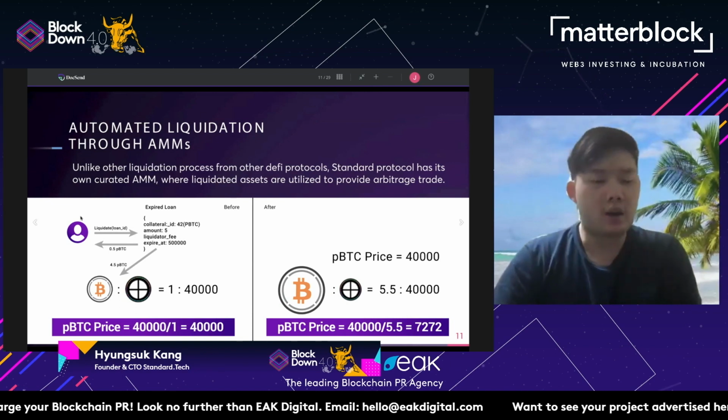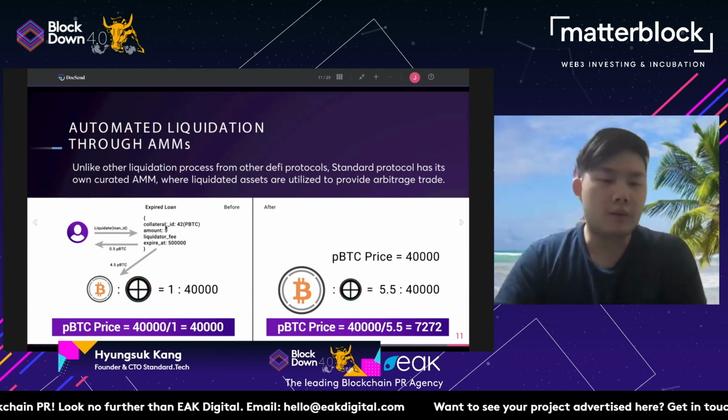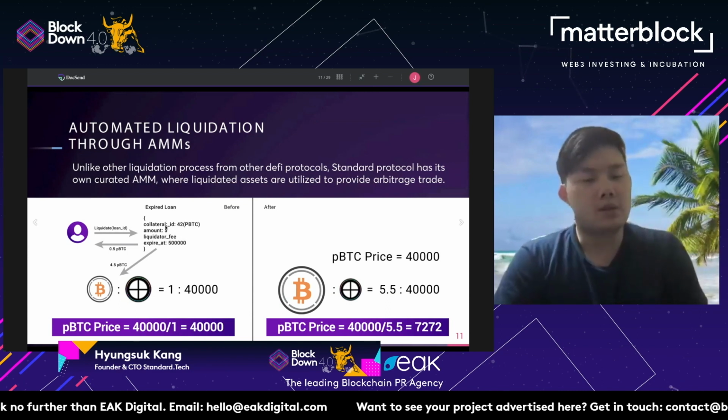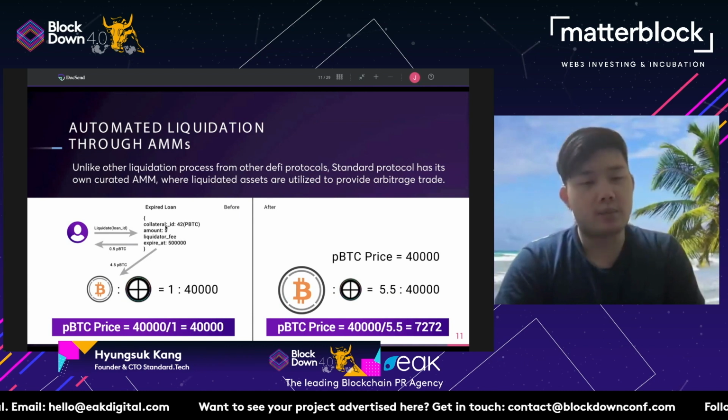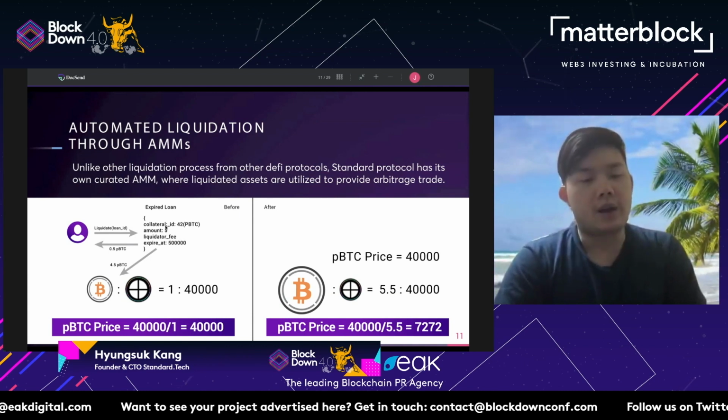As you can see in the diagram, the liquidator finds the CDP positions where the CDP is invalid.